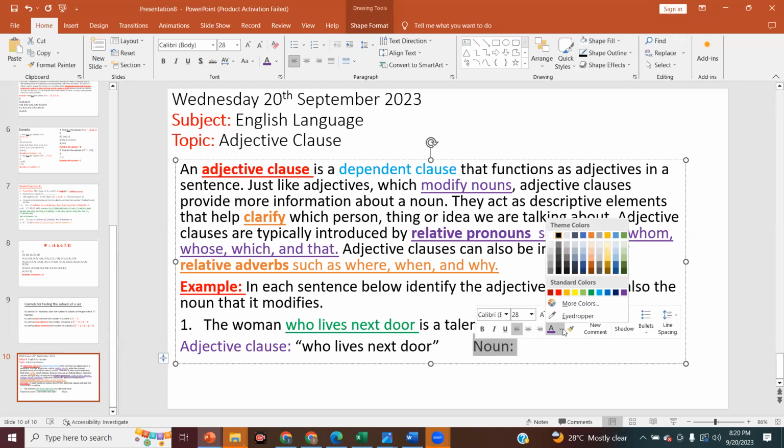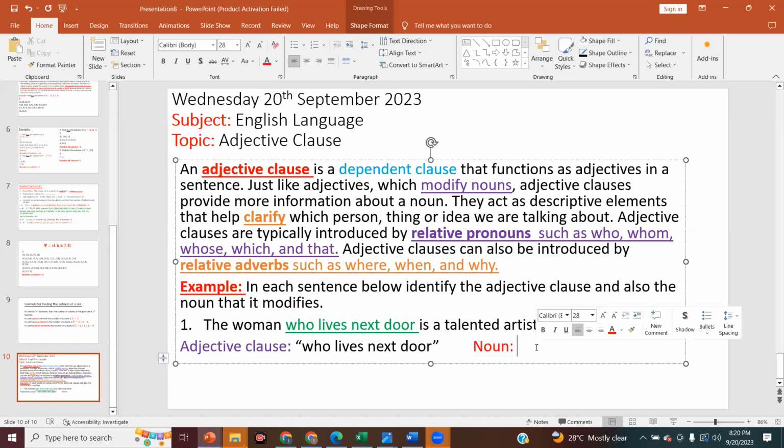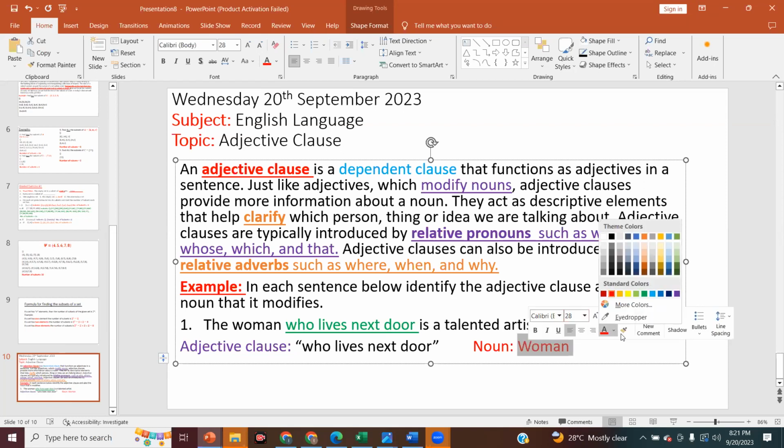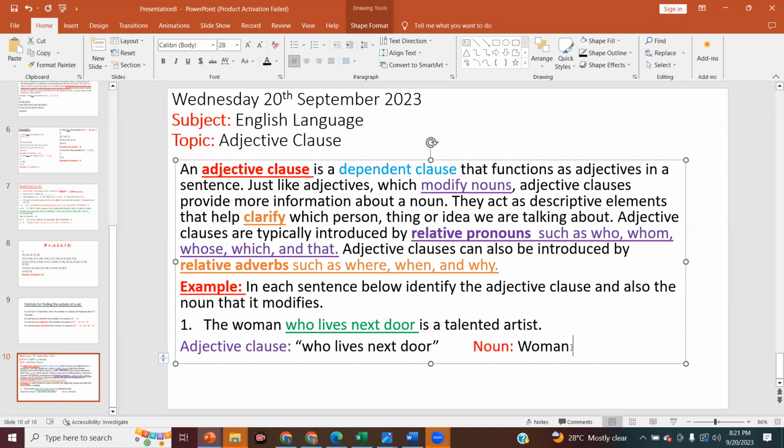What is the noun that is being modified? Woman. Talking about the woman. Remember, a noun is a person, place, or thing. So the adjective clause is what? Who lives next door. And the noun that is being modified is the woman.